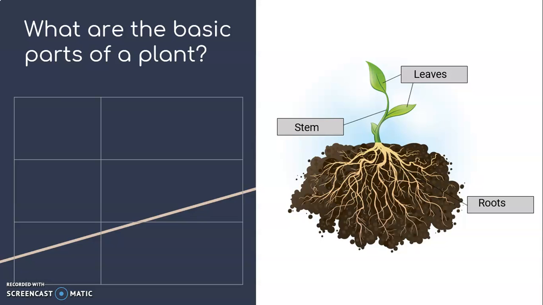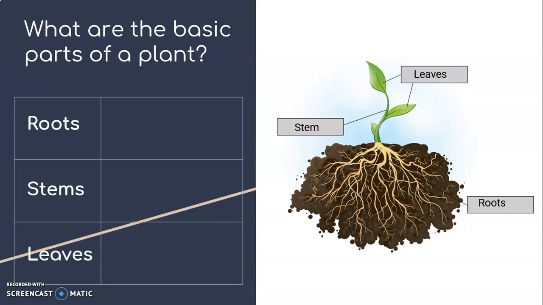Then we have the stem, which of course holds the plant up, but it also helps to transport nutrients to the leaves so the leaves can make the food. So the plant is in soil. The soil is what gathers all the nutrients. It gets all the water. The roots take the nutrients and help it to absorb into the roots to take up to the stem. The stem helps carry or transport those nutrients to the leaves, and the leaves make the food and send it back down the stem to the other parts of the plant.